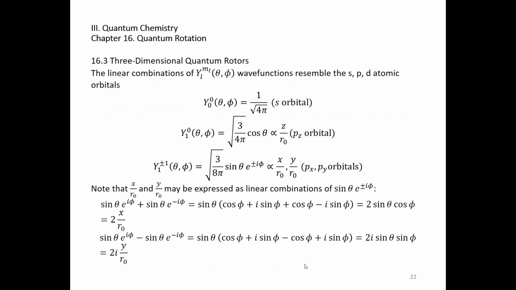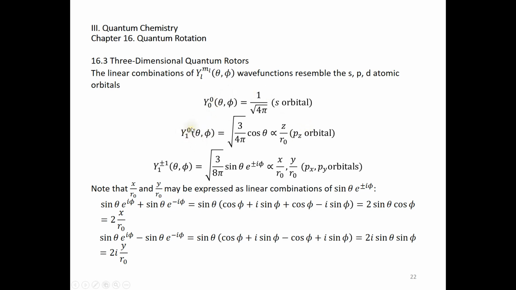Again, we can look at the linear combinations of some of the solutions. They resemble the SPD orbital. The first one is Y 0 0, L is 0, M sub L is 0. Well, that's just the s orbital. Remember, if you have an s orbital, L has to be 0, M sub L has to be 0. It's a constant. That means it does not depend on theta or phi, and that means it has to be spherical. Only a spherical shape does not depend on theta or phi.